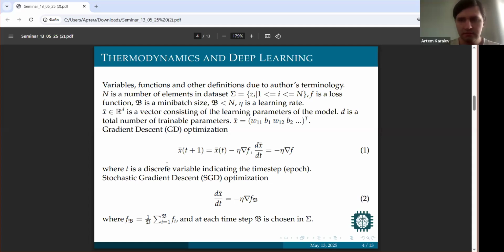Next, they define the gradient descent optimization in discrete and in continuous form, and they define the stochastic gradient optimization as the second equation, where f with index b is the averaging of the loss function over the mini batch. And in other slides, I will show what the differences are, in the context of thermodynamics, between gradient descent and stochastic gradient descent in the authors' opinion.